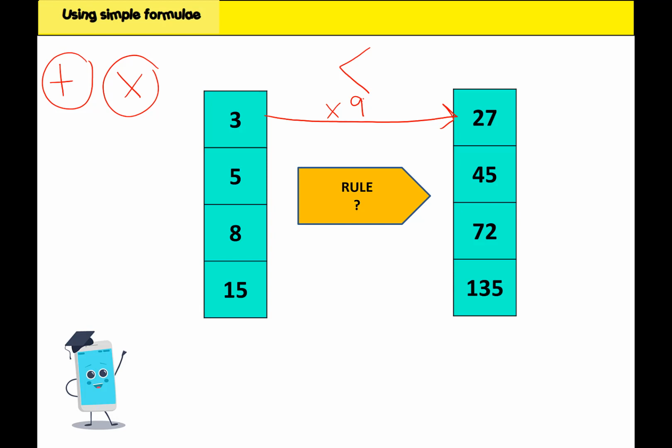Now I appreciate you may have to do a calculation to figure out if 15 times 9 equals 135. But the main thing I would like you to understand here is once you've tested it out on one, you need to make sure it works for the others. So in this instance, our rule was multiply by 9.